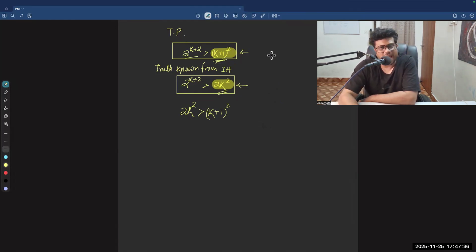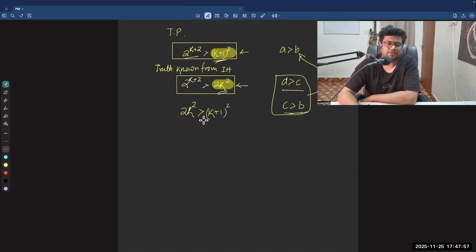What is the idea behind this? See, if I want to prove A is greater than B, and I already know A is greater than C, all I want to prove is that C is always greater than B. If C is always greater than B, these two together simply support A is greater than B. So that is what we are supposed to do. I'll say it again. If I want to prove A is greater than B, and I know A is greater than C, all I want to prove is that C is greater than B, which makes this a truth by default. So that's what I'm going to do.